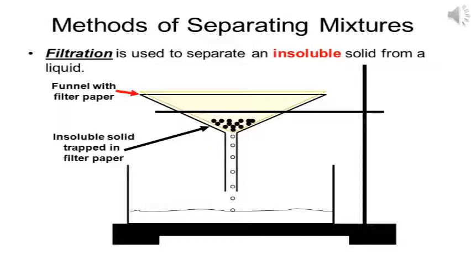Now what do we observe? We observe that clear water gets collected in the beaker kept below the funnel, and the sand remains in the filter paper. A mixture of sand and water can be separated by using a filter paper. So, filtration is used to separate an insoluble solid from a liquid, where we have used a filter paper or a convenient or suitable filter.